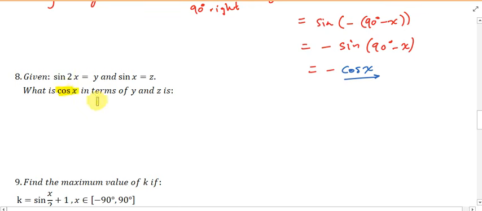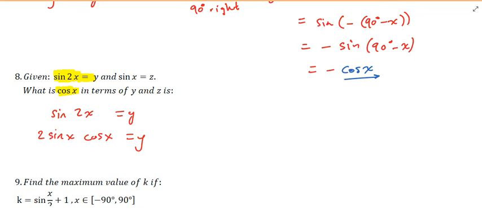Right, so we want to find cos x. How are we going to get cos x? We can look at the sine double angle. So let us expand sine of double angle. Sine 2x is equal to y, so we can expand this. So we got 2 sine x cos x is equal to y.